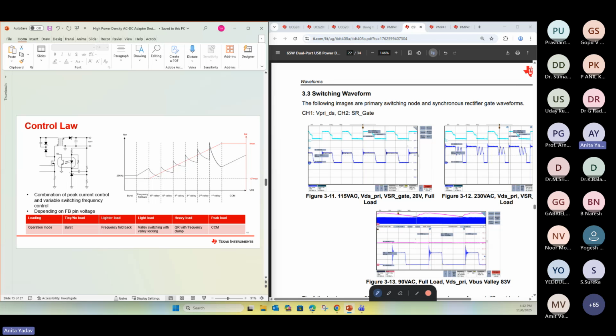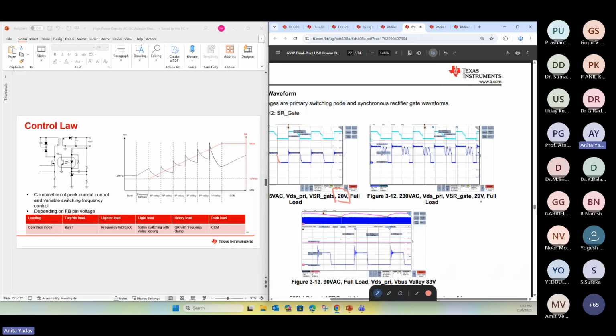So this has been taken at a low line, and we can see the output voltage here is 20 volt at full load, which means 20 volt and 3 ampere, meaning 60 watt. So we can see that it's operating in the first valley. This is the switch node operation. If I go to the second one here, at a high line, full load only, it's operating in the third valley.